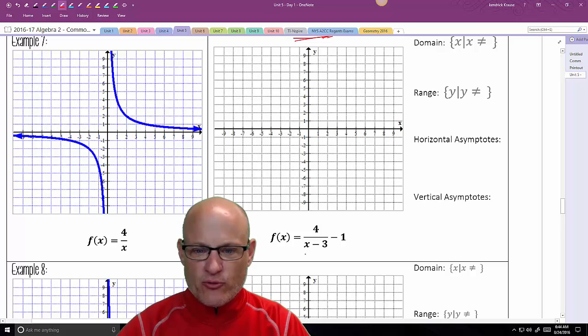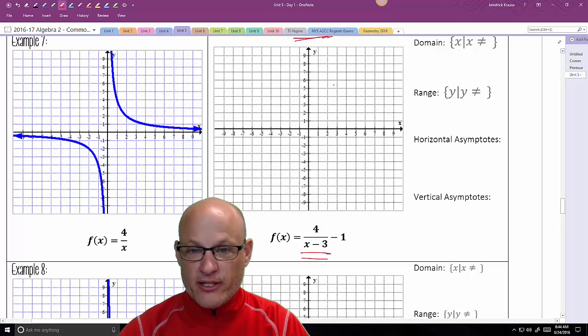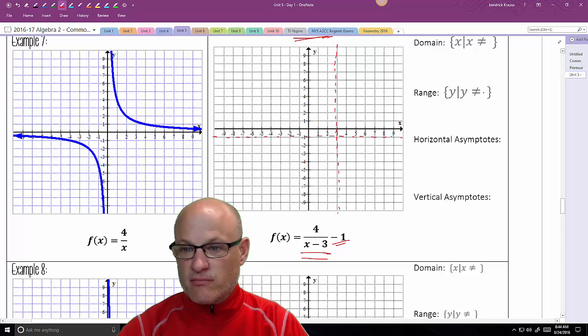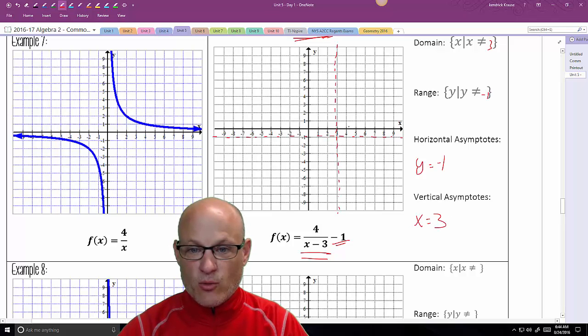So anyway, let's see. We move to the right 3. We move down 1. All right. Minus 1, 3. y equals negative 1. x equals 3. And 2 away. 1, 2. Gone. Don't cross it. Gone.